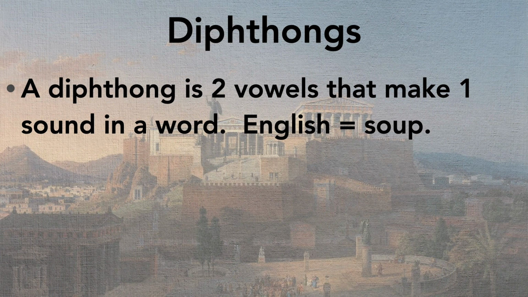A diphthong is where two vowels that are right next to each other in a word are going to make up one sound. Okay, so like in English, for example, the word soup, you have the O and the U right next to each other. But notice they're not making an O sound or a U sound. Their powers combine and they make a completely different sound, the OO sound. So we get soup, okay?